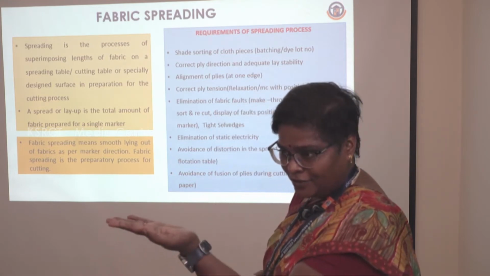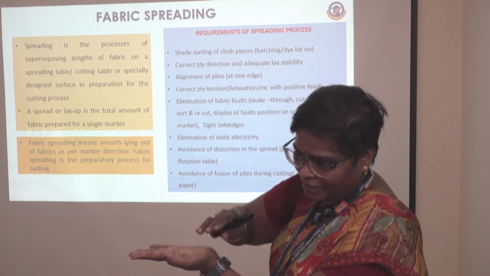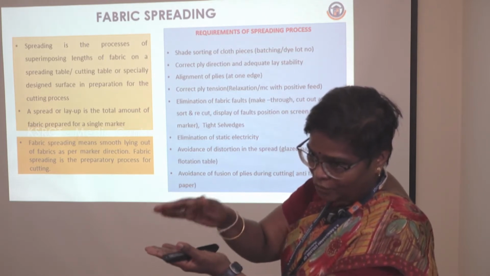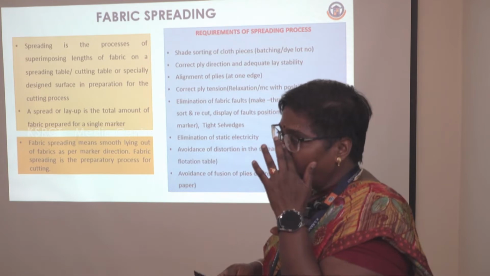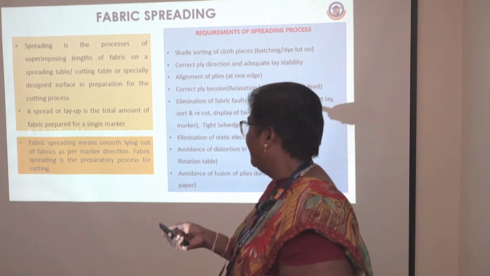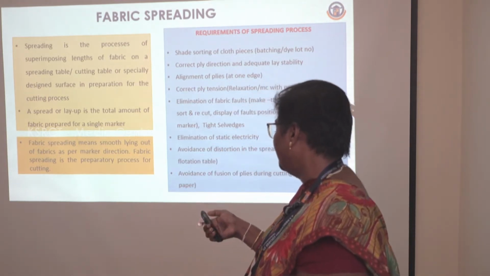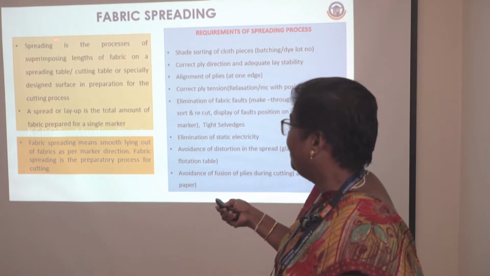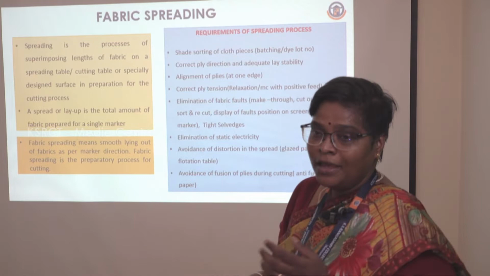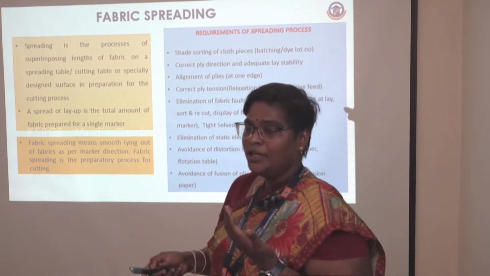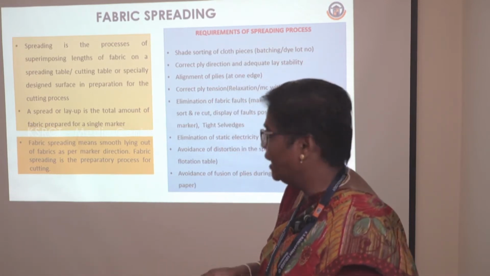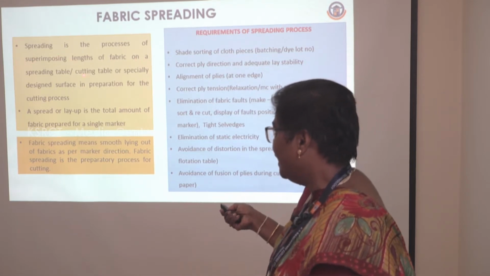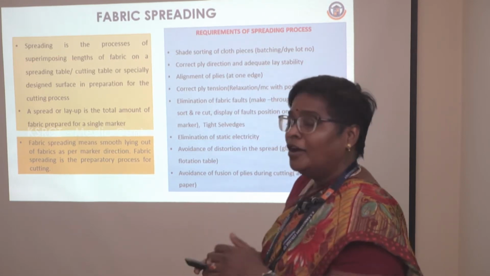For example, this is the first lay, and over this you will keep one more layer of fabric. Like this you will keep every fabric piece one over the other. One over the other, we call it by another name: superimposing lengths of fabric on the spreading table. The table is meant for spreading purposes only, or it may be meant for cutting purposes. So, superimposing of lengths of fabric on a spreading table, cutting table, or specially designed surface.